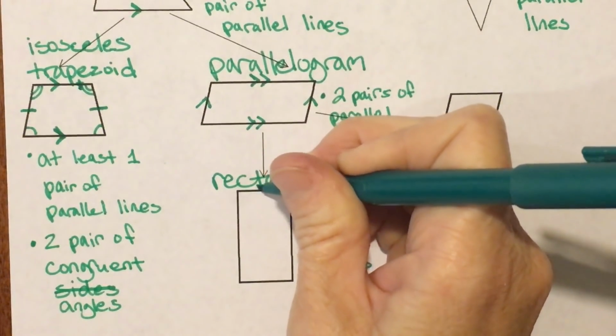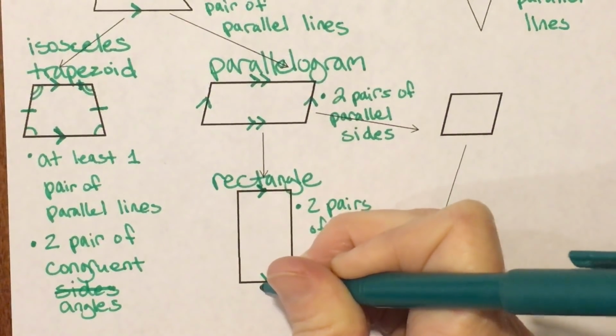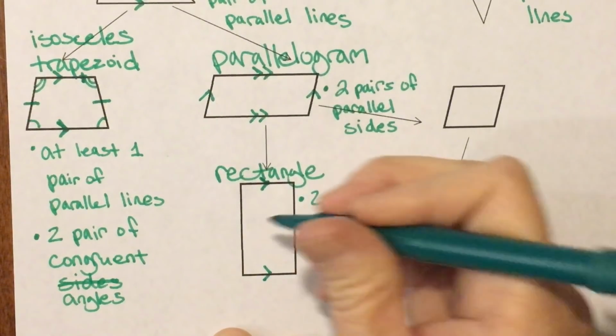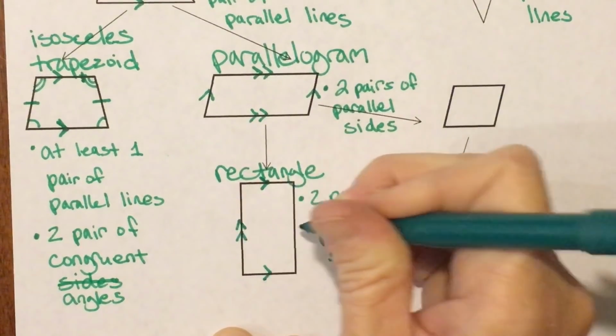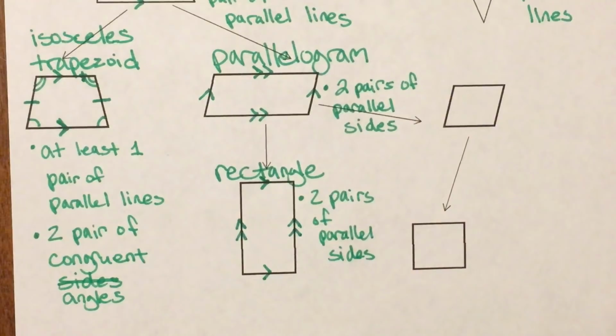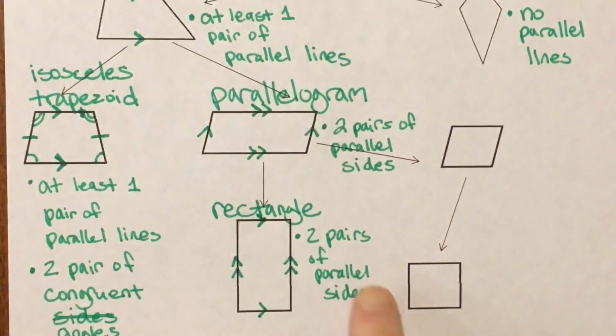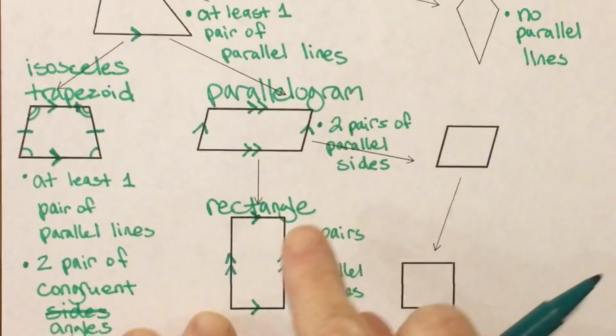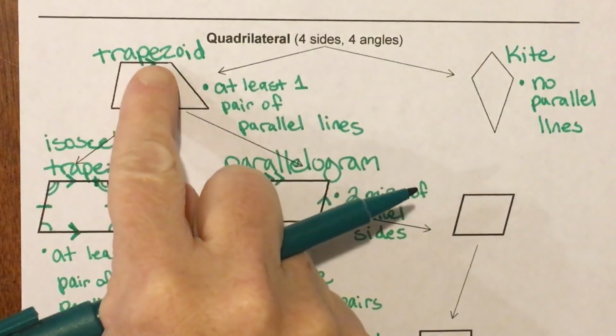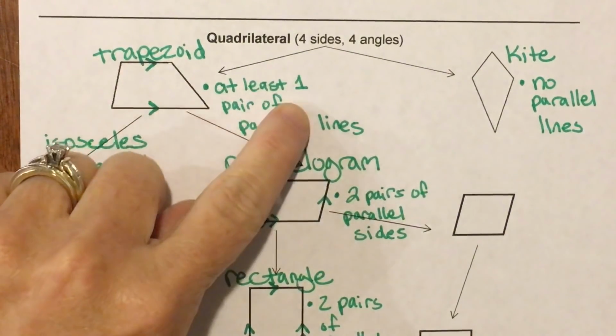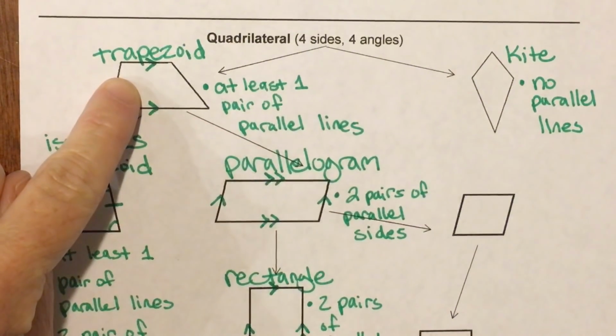So let's mark those. That side and this side are parallel. They'll never ever touch. And this side and this side are parallel. They'll never ever touch. So this shape could be called a parallelogram because it follows the rules of a parallelogram. This shape could also be called a trapezoid because it has at least one pair of parallel lines.